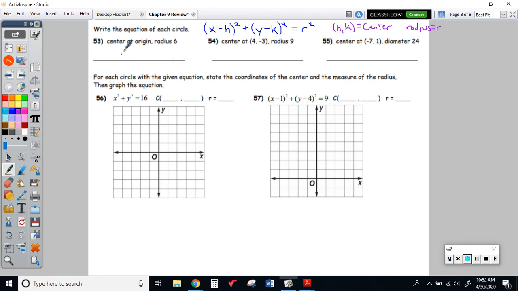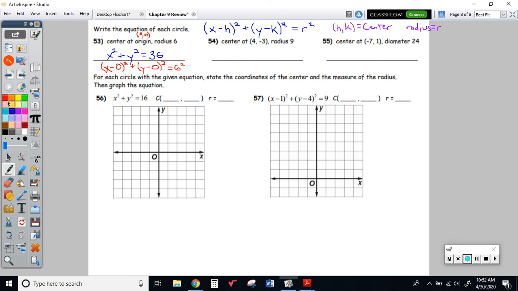So with that said, the center at the origin, the radius is 6. I'll do the work underneath here, and then I'll write the simplified answer right there. So x minus 0 squared plus y minus 0 squared, since the origin is at 0, 0. And the radius is 6, so 6 squared. So the simplified version of this would be x squared plus y squared equals 36. That would be your final answer on that one.